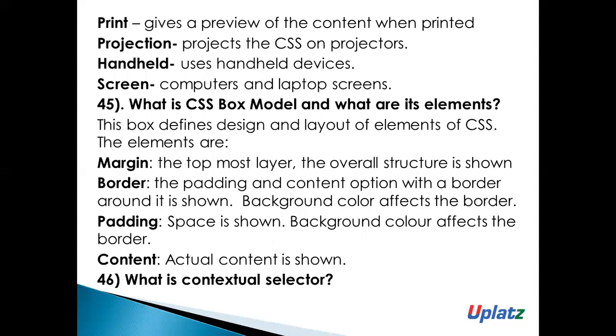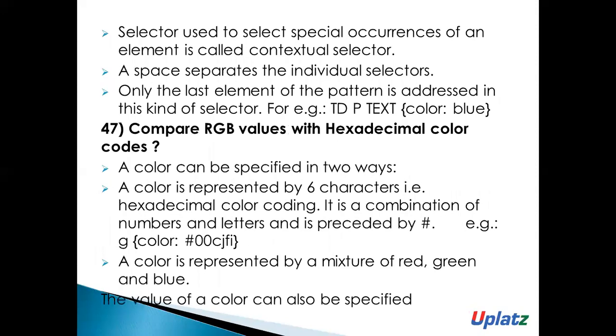What is a contextual selector? The selector used to select the specifics of an element is called a contextual selector. A space separates the individual selectors. Only the last element of this pattern is addressed in this kind of selector.